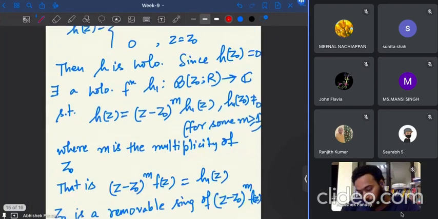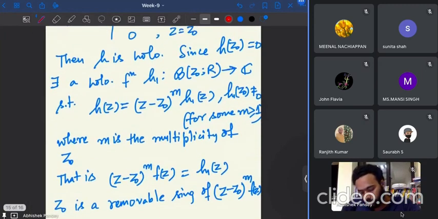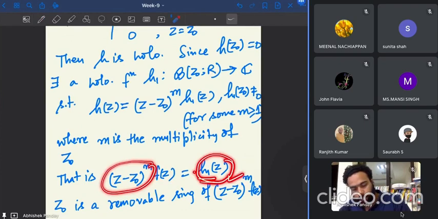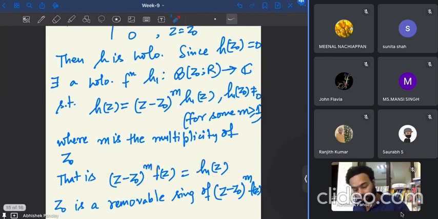So what is your f of z? f of z can be written like this: (z minus z naught) to the power minus m into h1 of z, where h1 of z is analytic. Okay, so this is what we have proved.